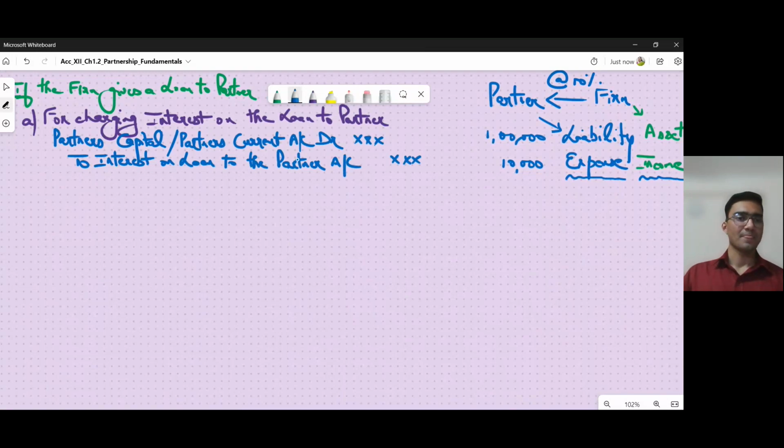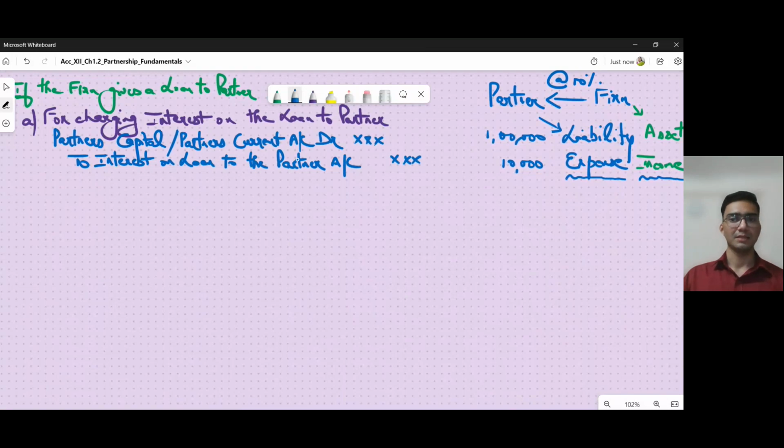So what does this mean? The partner's capital account or the partner's current account is debited. For now, don't get confused with the partner's current account that is mentioned. We'll understand this once we start to study a little more of this chapter. For now, just think about this to be a partner's capital account. So the partner's capital account is debited. Why is the partner's capital account debited? Because when the partner has taken a loan from the firm, he is going to pay back some amount as interest.